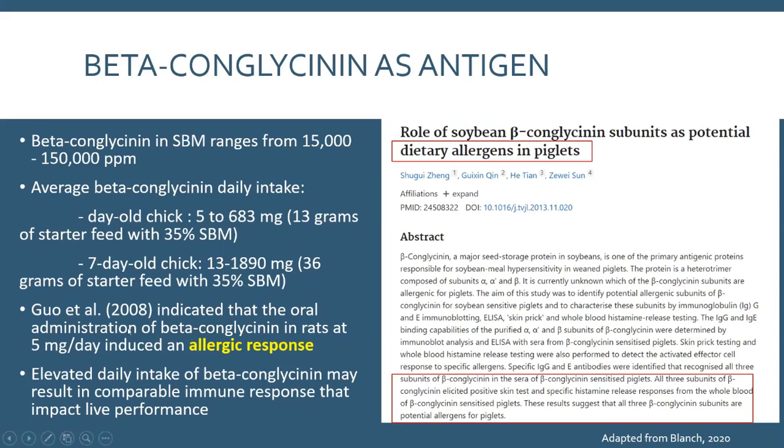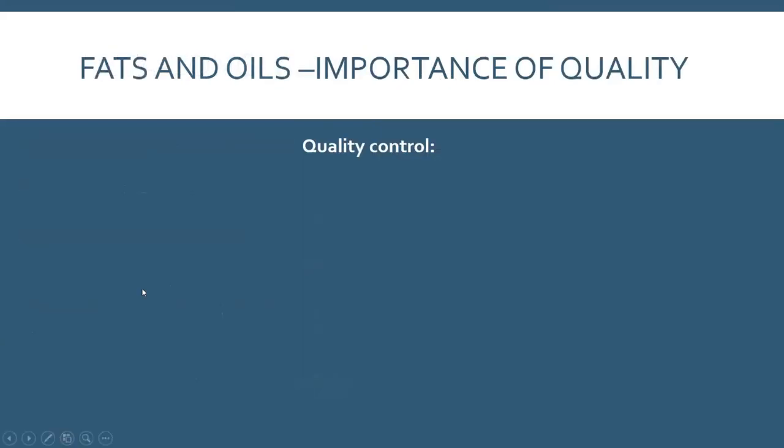And let's say in rats, at 5 milligrams per day, it can induce an allergic response. So this might not be a concern for, let's say, older animals, but the concern here is more on the chicks, as they are very prone to allergic reactions. So it shows here that elevated daily intake of beta-conglycinin may result in an abnormal immune response that will impact live performance.